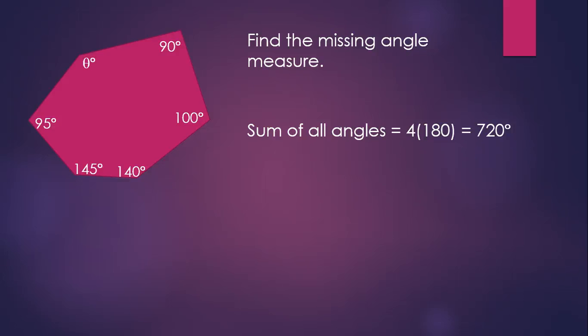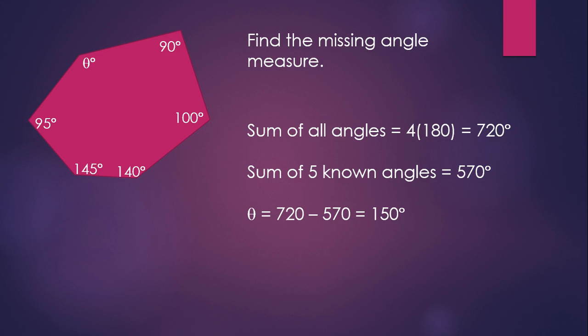Now so far, the sum of all the angles that we know is 570 degrees. We get that simply by adding all the angle measures together, which means the missing angle has to be 720 minus 570 degrees, or 150 degrees.